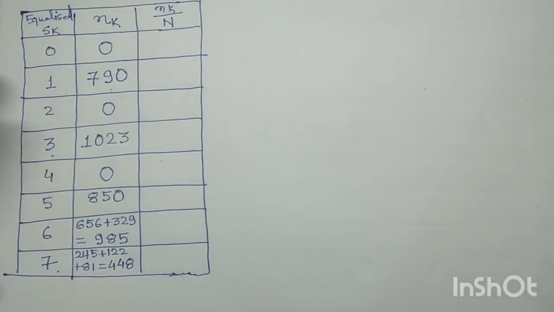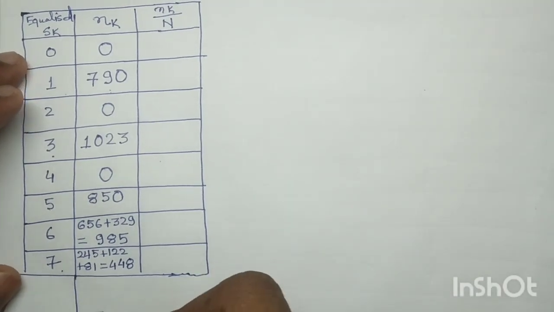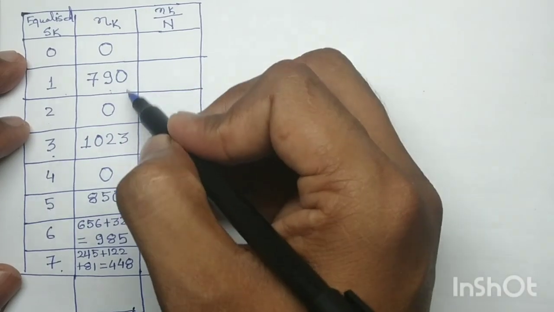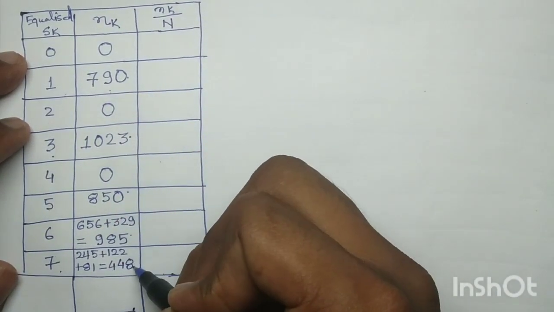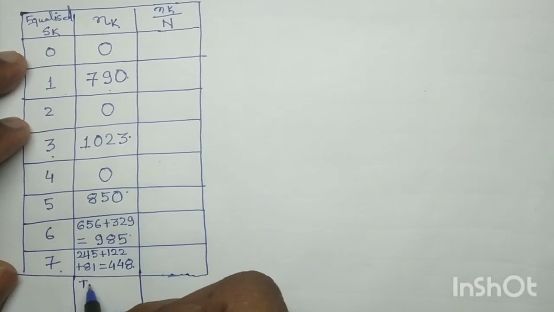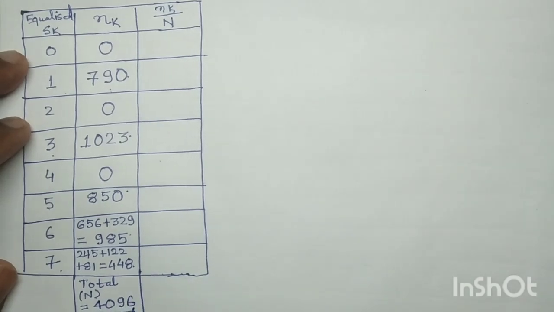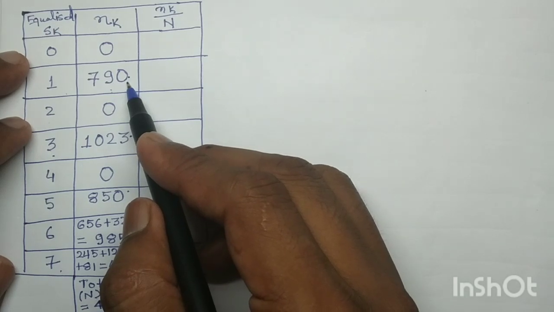And if you determine the normalized equivalent, so again, if you add all these numbers 790, 1023, 850, 985 and 448, the total number of pixels comes to be 4096. Now for normalization, each of these numbers will be divided by the total number, that is 4096.